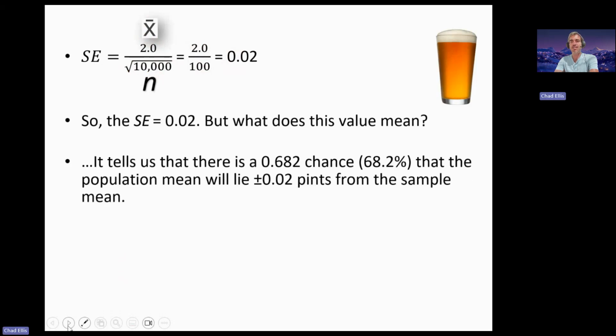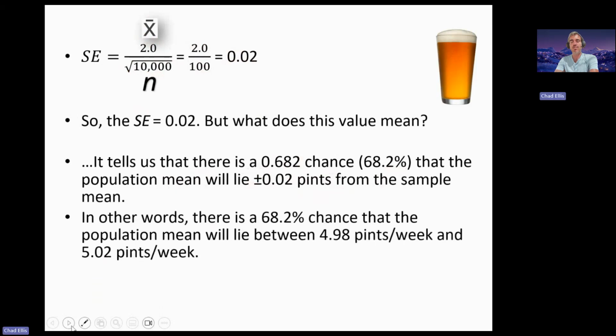Well, going back to the normal distribution, that tells us that there's about a 68.2% chance that the actual population mean, in other words, mu, will lie plus or minus 0.02, the standard error, above and below the sample mean x bar.